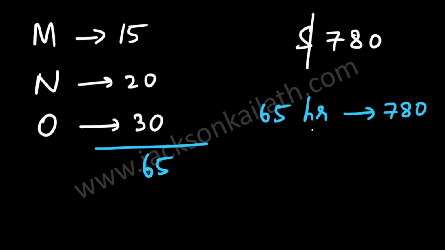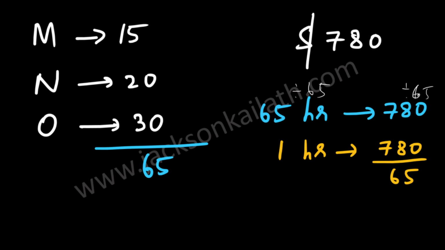All right. So for 1 hour, how much would have to be paid? You have to divide this side by 65, and you have to divide this side by 65. So over here 65 by 65 gives you 1. So for 1 hour, it is 780 by 65 dollars. This is the number of dollars to be paid for 1 hour of work.